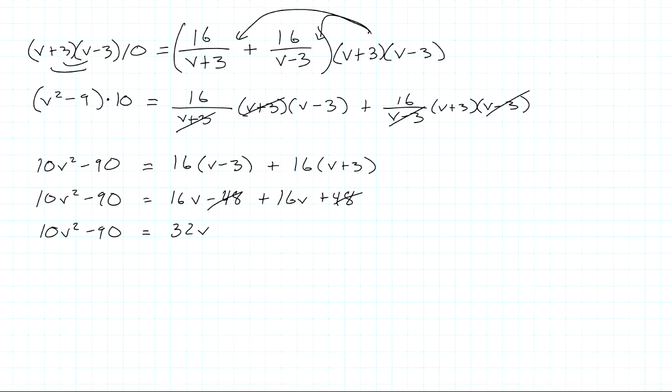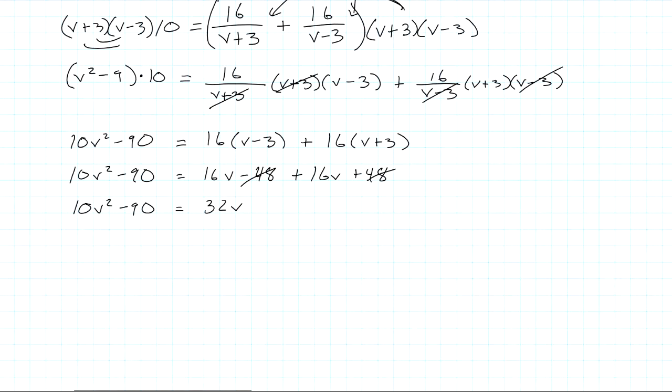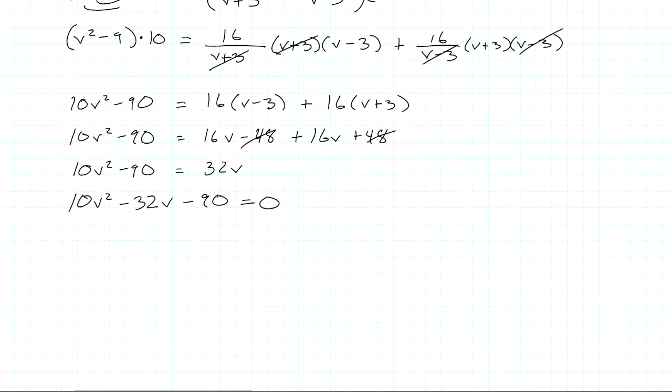And then again, we want to set this to 0, subtract everything to one side because we have a quadratic. We've got a squared and a first term here. So we want to move everything to one side. 10v squared minus 32v minus 90 equals 0. Then we'll see if we can factor anything out here. I can factor a 2 out for sure. All of these numbers are even. So we'll have 2 times 5v squared minus 16v minus 45 all equals 0.